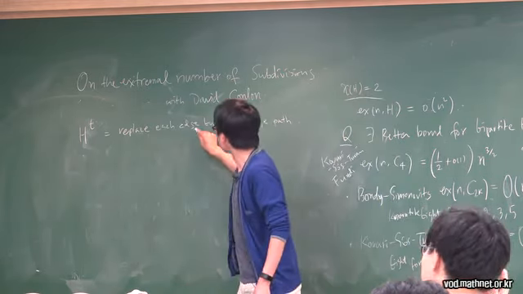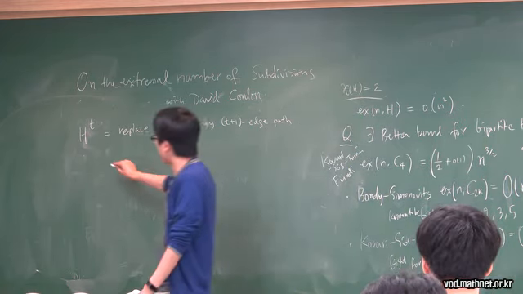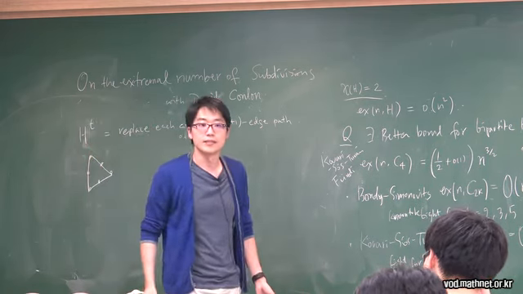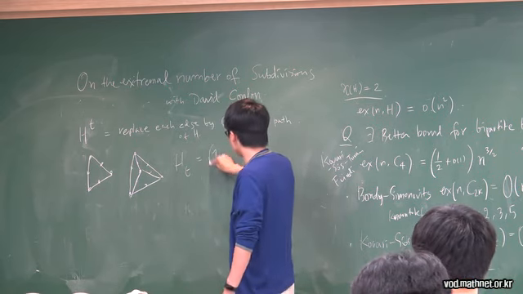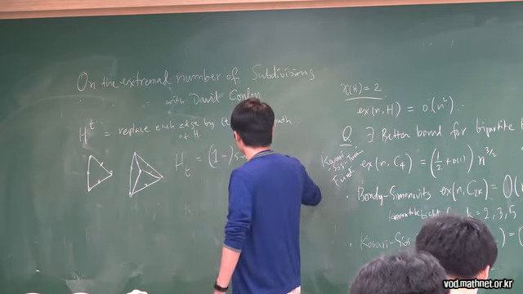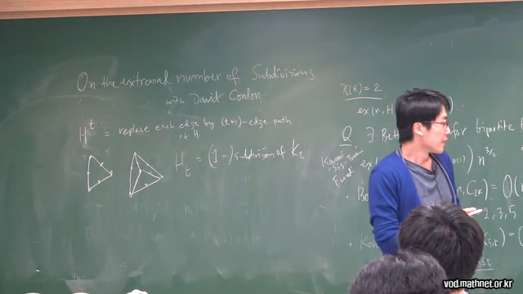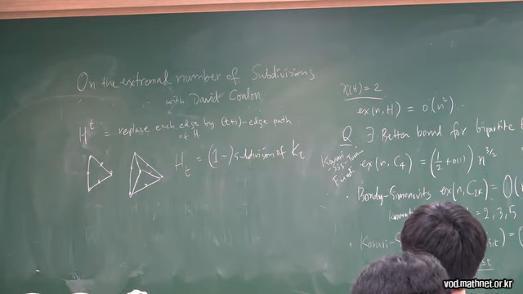So for example, as I drew here, the one subdivision of a triangle is a 6 cycle, and the one subdivision of K4 is the one subdivision of K4, and I'm going to denote by H_t, let me just say this subdivision of K_t. Yeah, so, sorry, this should be H_t.